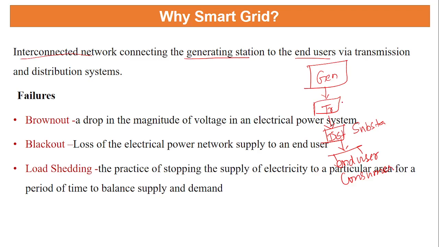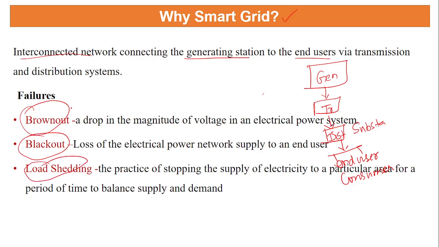So here everything has been done in manual operation. Here we need to proceed to the automated one. That's why we are preferring the smart grid over the conventional grid. Here there are different types of failures that will happen in the grid. One is a brownout, another one is a blackout, and another one is load shedding.